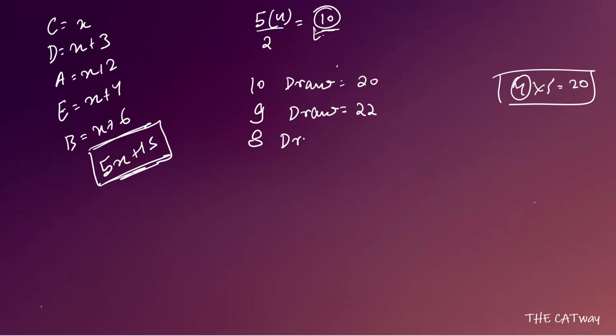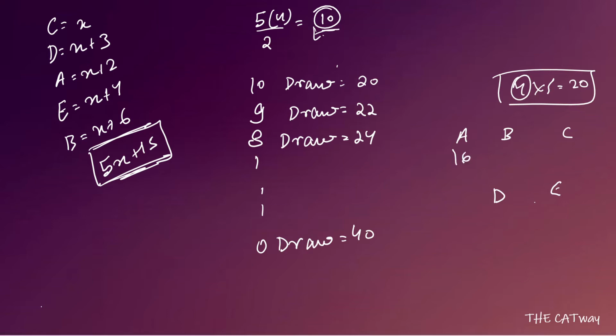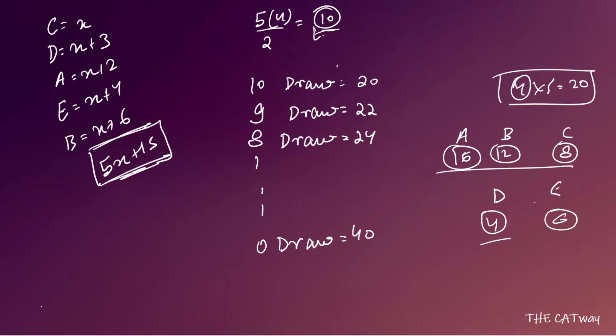Similarly, for 8 draws, we get 24 points, and so on. For 0 draws, what will we have? We will have 40 points. Check out how we will get that. So A, B, C, D and E. Let's say A won all the 4 matches. Now B won all the matches except the match with A, so he will get 12. C won all the matches except A and B. He will get 8. D won only the match with E. He will get 4 points. And E will get 0 points because it lost to all the teams. What is the total? 40 is the total.